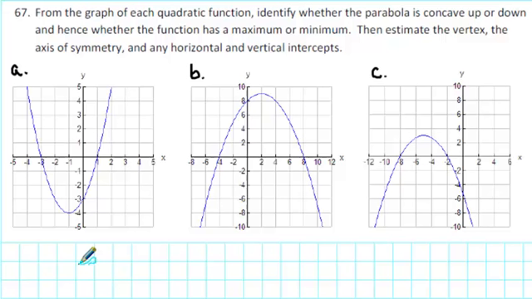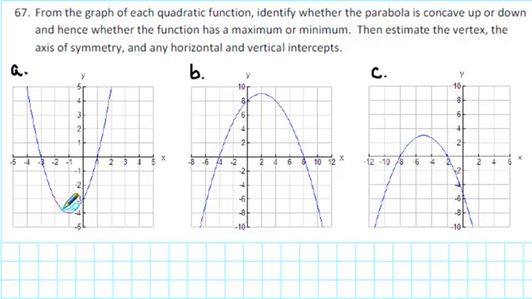From the graph of each quadratic function, identify whether the parabola is concave up or down, and hence whether the function has a maximum or minimum. Then estimate the vertex, the axis of symmetry, and any horizontal and vertical intercepts. Let's start with graph A.